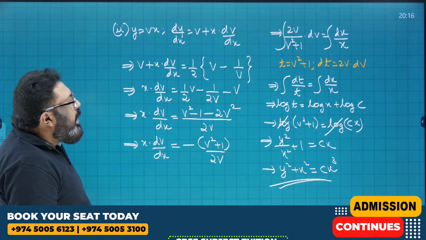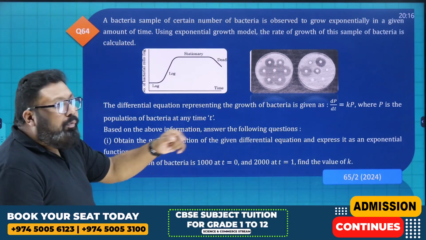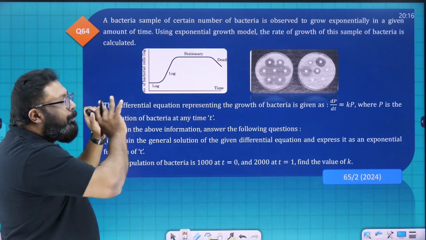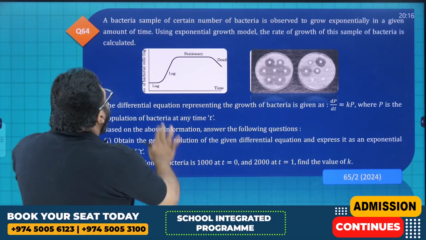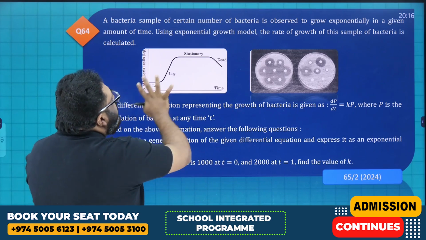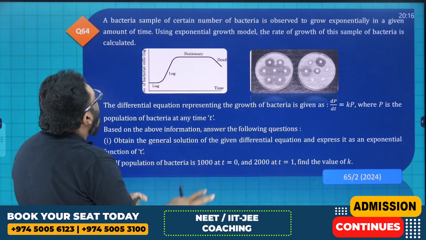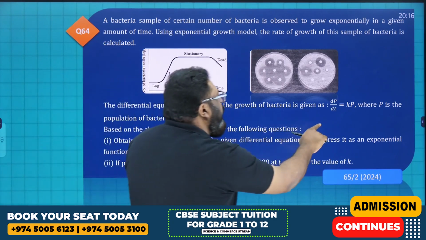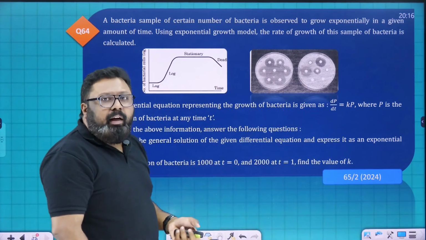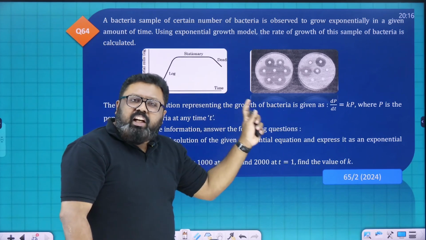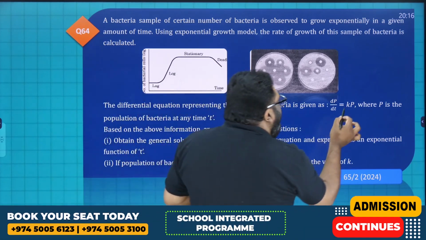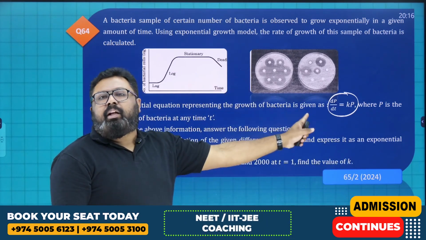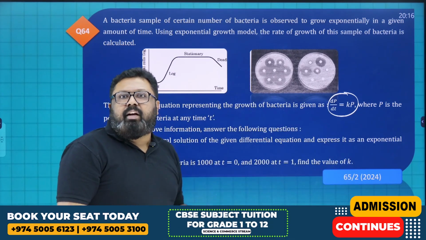Now this next case came in 2024, my dears. A very, very important pattern. It's like a practical based question. It's showing the exponential growth of a bacteria in a given amount of time. And they are giving you the differential equation given by dp by dt is equal to kp. For such kind of practical questions, they will give you this differential equation form. And it will always be something like this, at a very, very basic level.